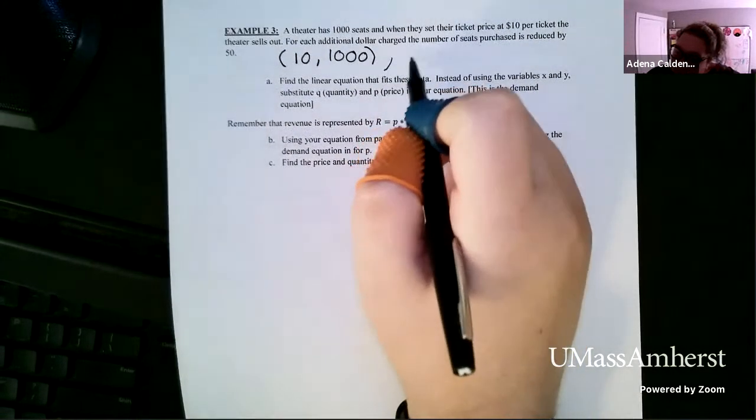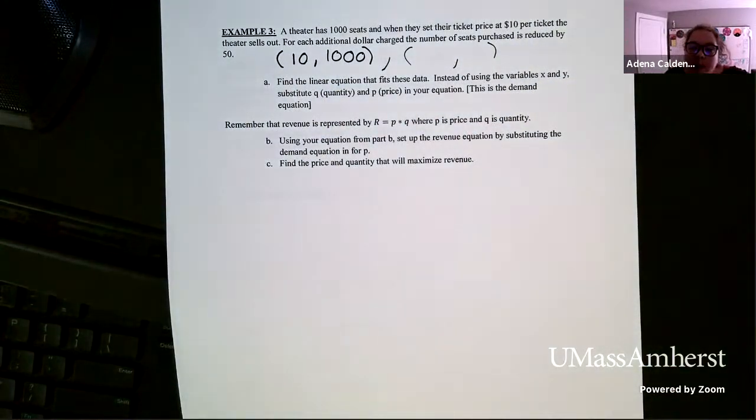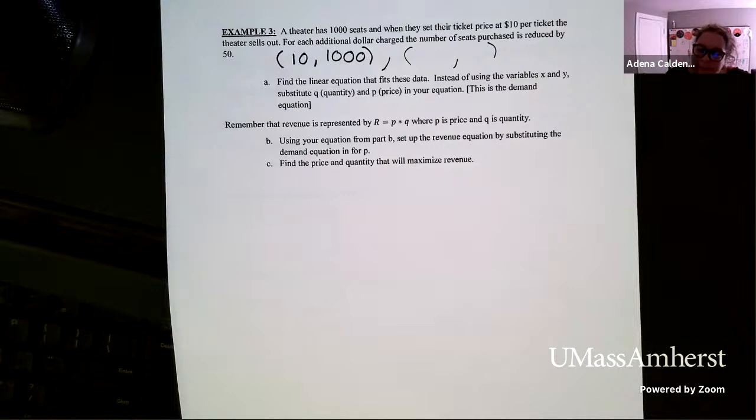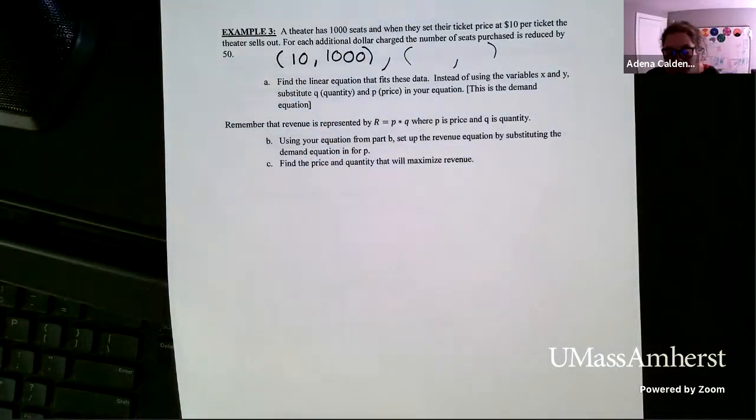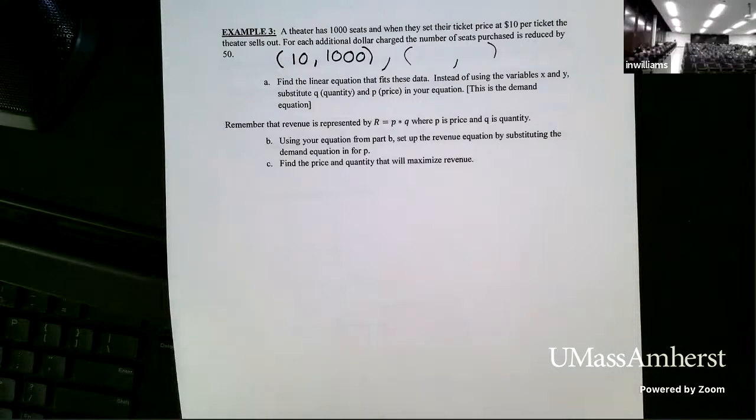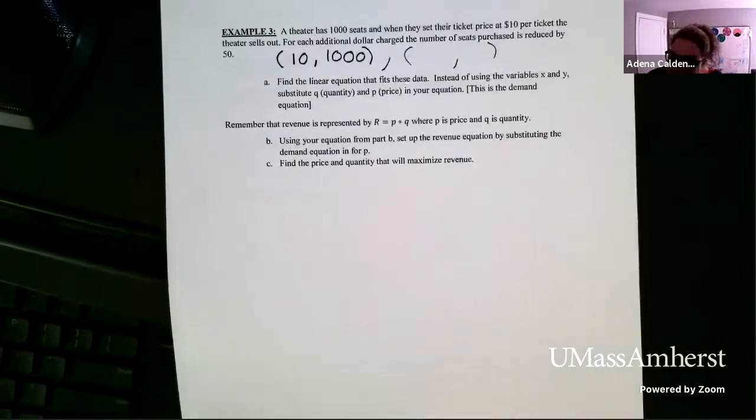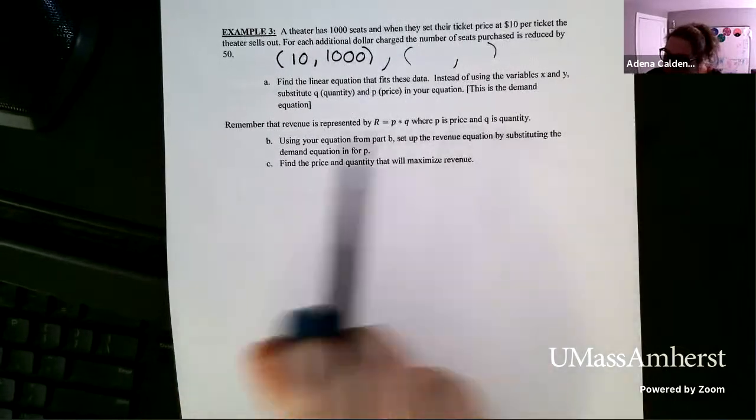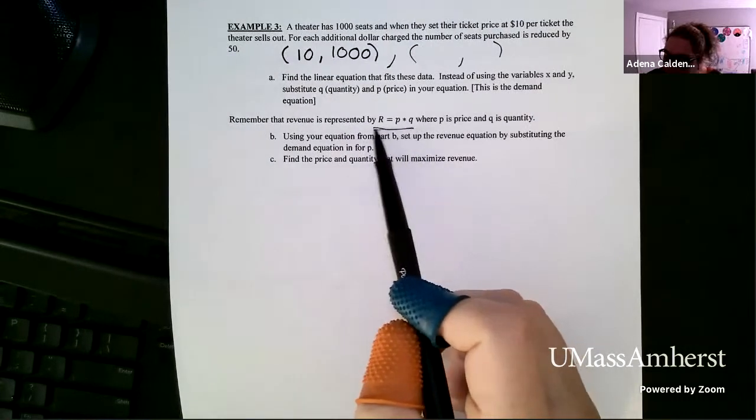You need to figure out a second point based on the information we have here, and then use that to set up a linear equation. You can do it in y equals mx plus b first, and then switch over the variables, or you can start by using Q and P as your equation. That's fine. So you're going to find a linear equation, and then in part B, we're going to use our equation to substitute into the revenue function.